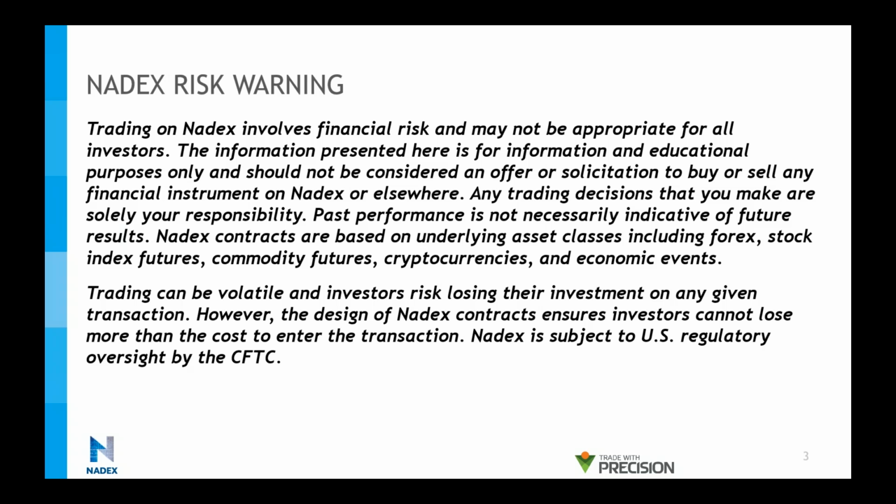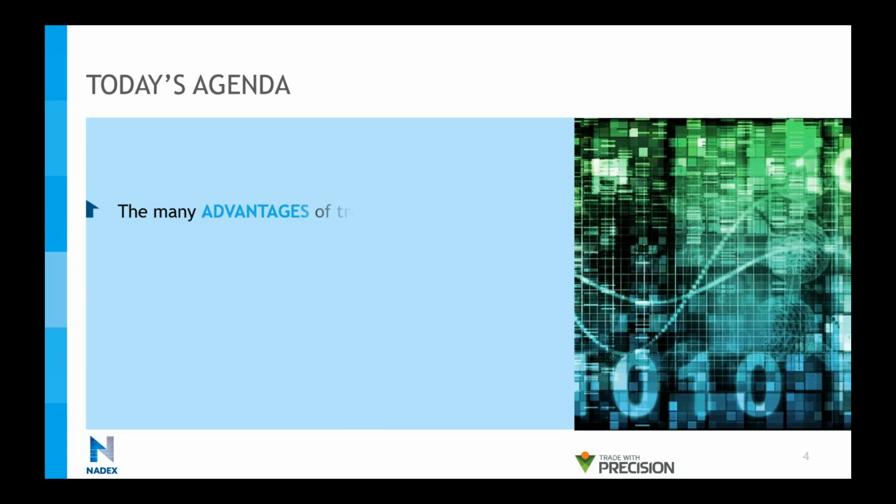Nadex contracts are based on underlying asset classes, including forex, stock index futures, commodity futures, cryptocurrencies, and economic events. Trading can be volatile, and investors risk losing their investment on any given transaction. However, the design of Nadex contracts ensures investors cannot lose more than the cost to enter the transaction. Nadex is subject to US regulatory oversight by the CFTC. Let's have a look at today's agenda.